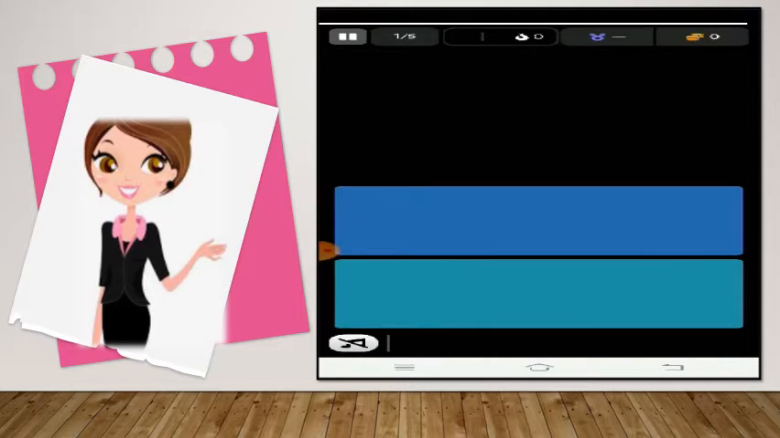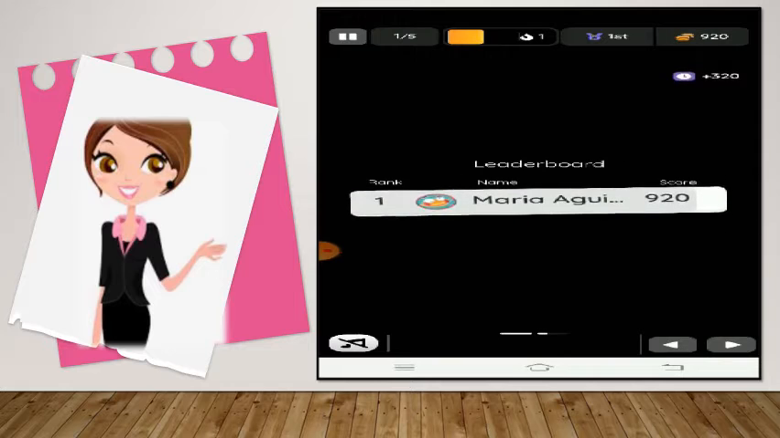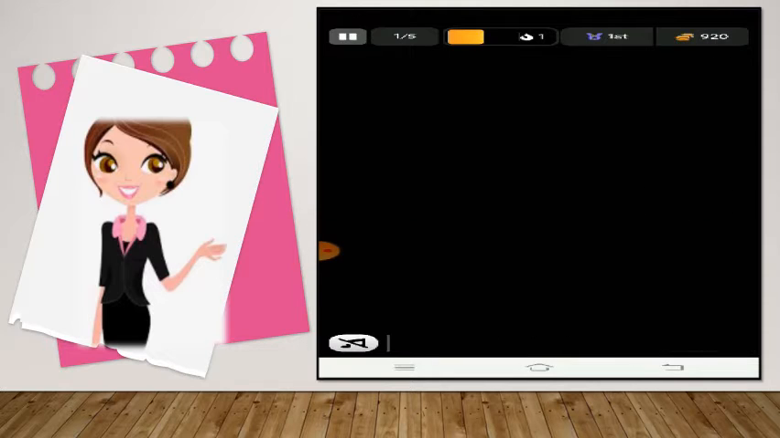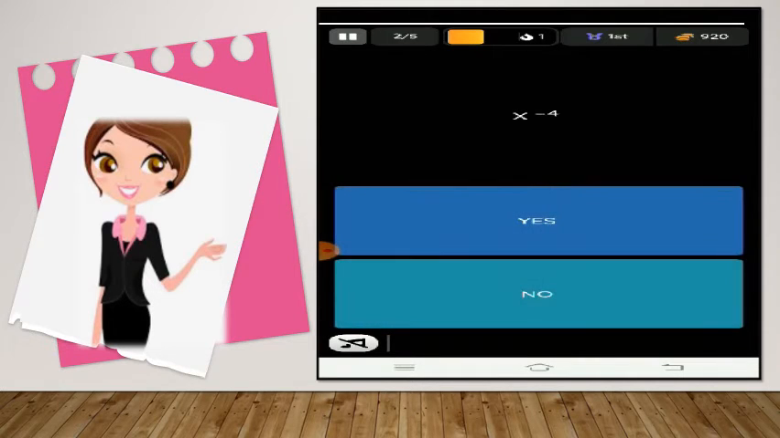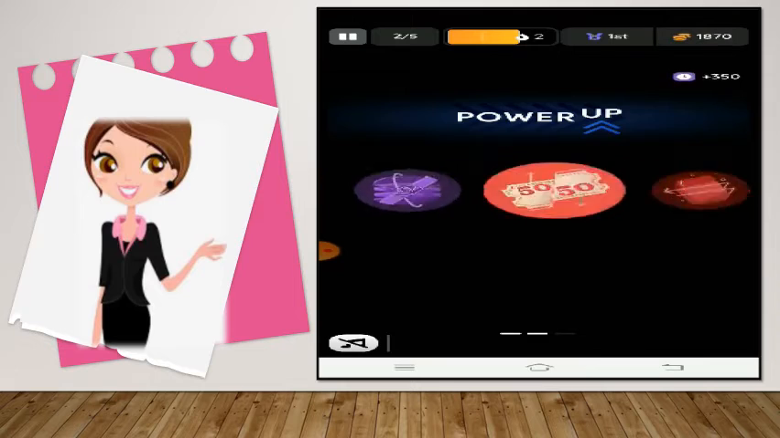Alright. So first question, you have to identify if that is polynomial or not. Square root of x plus 2. So I click no. Next question, x raised to negative 4. And that is no.